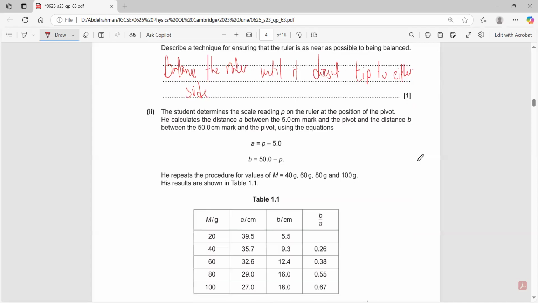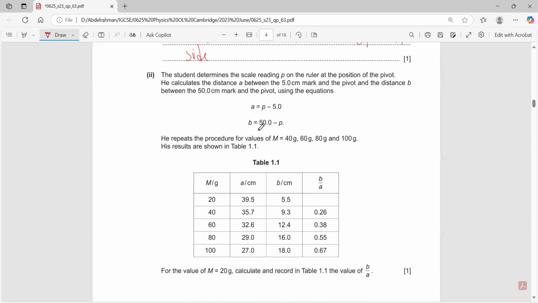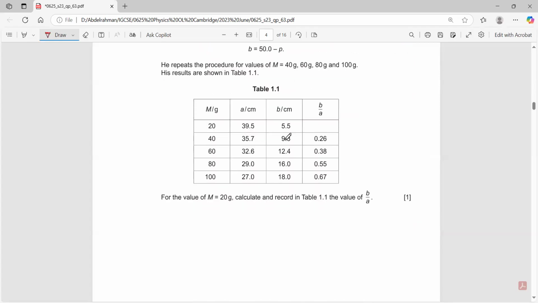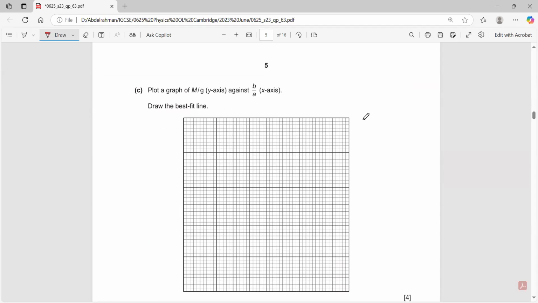He finds the distances, as we said. Distance A would be the distance between the pivot, P, and the 5 centimeter mark, so P minus 5, and B would be the distance between the center of the ruler, or the center of mass 50, and the position of the pivot, so 50 minus P. For the value of mass 20 grams, can I find the value of B over A? Yes, B over A is 5.5 divided by 39.5, which is 0.14. And then plot the graph.